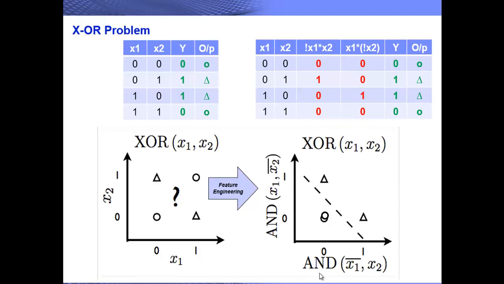Now 0 and 0 again, so it's going to be a circle, so another circle. Now you can see this is the line which is able to separate out the triangles from the circles, and that's why it has now become a linearly separable problem. So the problem which was not linearly separable can be made linearly separable by using feature engineering, right.